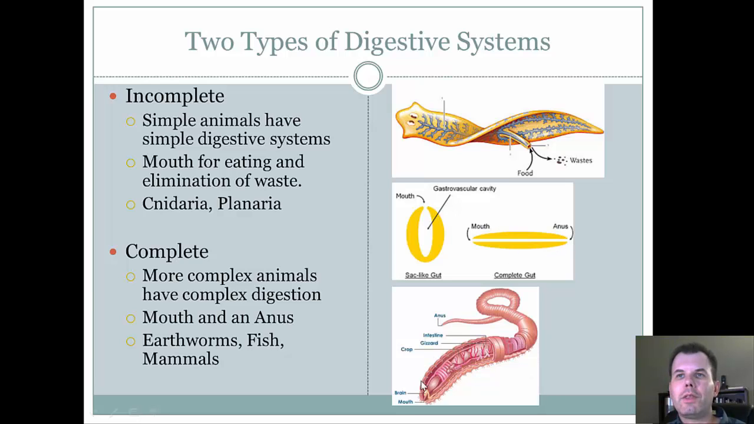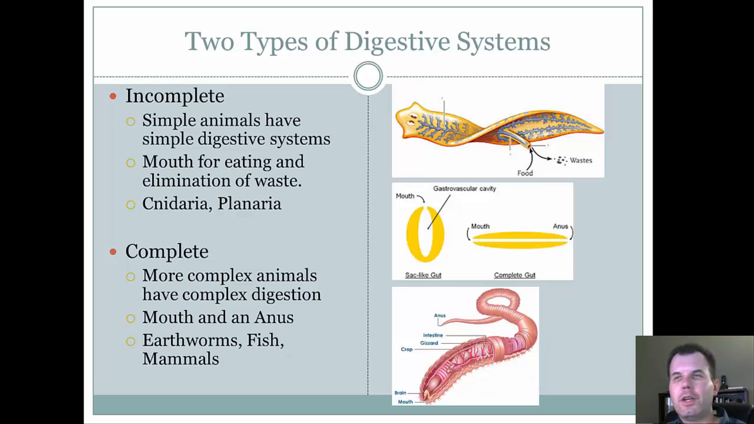Again, we looked at this in earthworms. They have a long digestive tract all the way through. The mouth is on one end, the anus is on the other. Fish have the same thing, and mammals, birds, and reptiles all have complete digestive systems, where they have a mouth and eventually an anus for the elimination of waste. When you have two holes, one on one end and one on the other, that's a complete system.